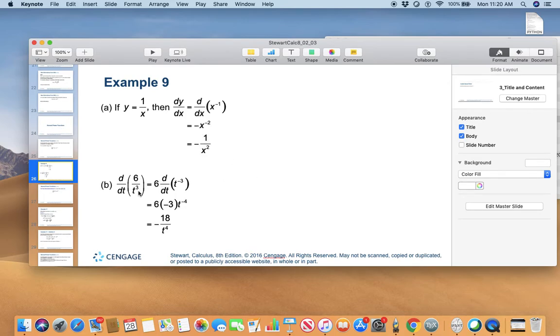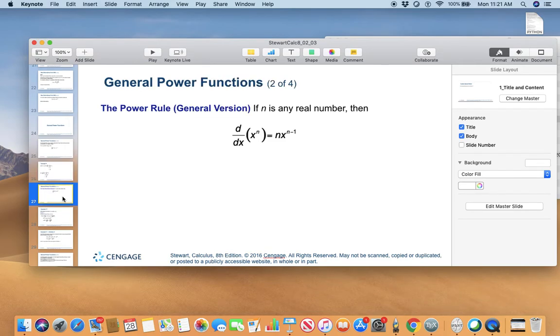Likewise, 6 over t cubed. The 6 is out simply because it's a constant. So I'm left with 1 over t to the power 3, or t to the negative 3. So negative 3 comes down and the power reduces by 1, to negative 4. So that's negative 18 over t to the power 4. You could have used the quotient rule, but the power rule makes things easier.